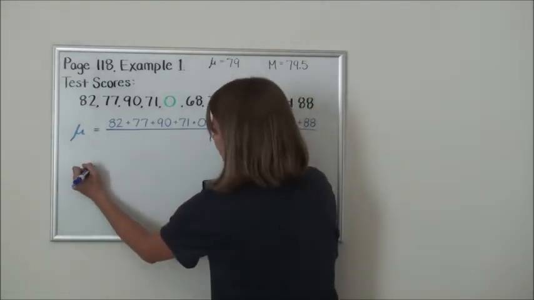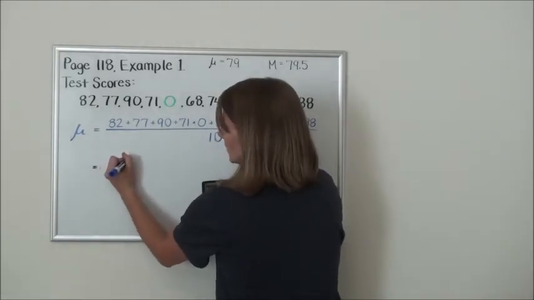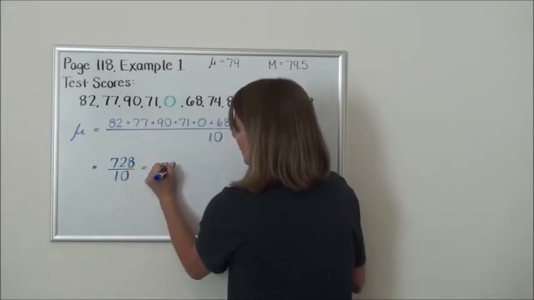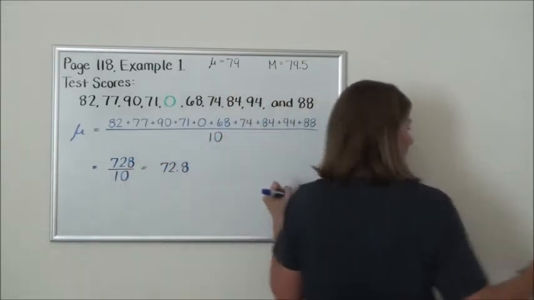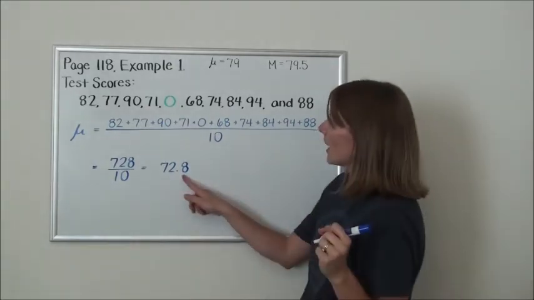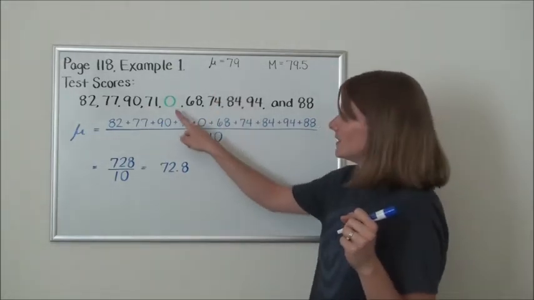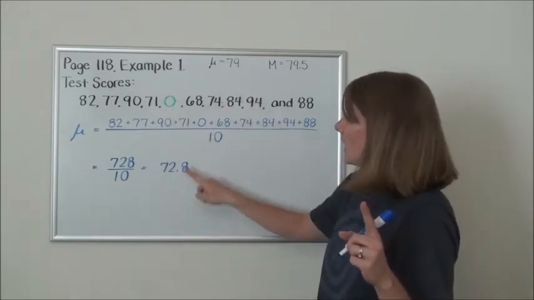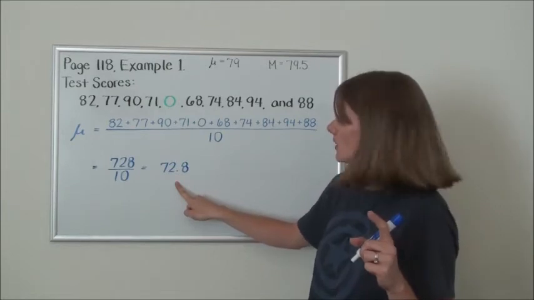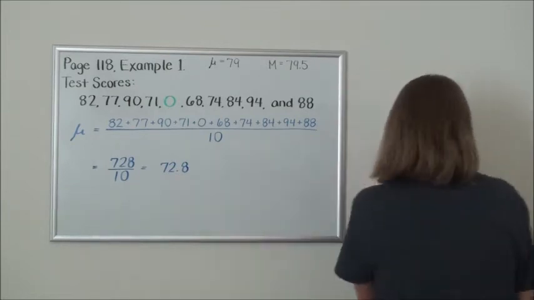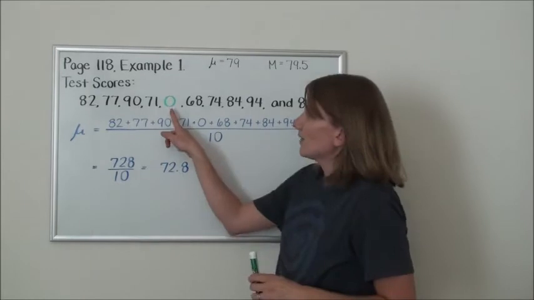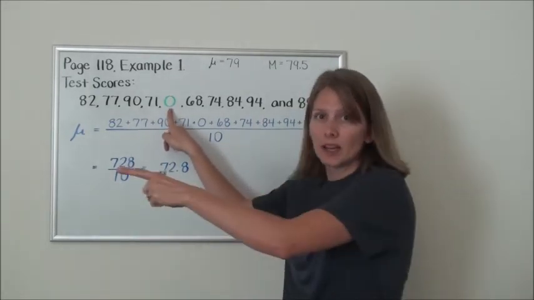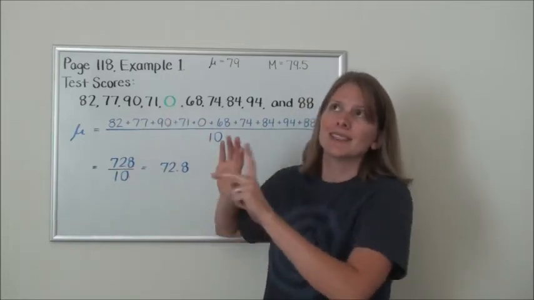That gives me a sum of 728, which I need to divide by 10. So that gives me an average of 72.8. And I want to compare that to what it used to be when that 0 was actually a 62. It used to be an average of 79, and now it's dropped significantly to 72.8. So what we can note here is that when I have an extremely low number, when I've changed the number from a 62 all the way down to a 0, I've changed it to what I would consider an outlier.